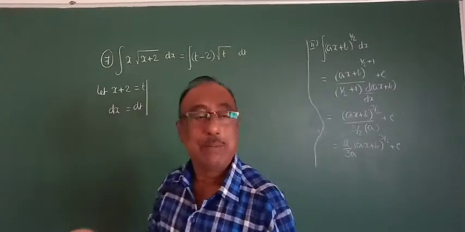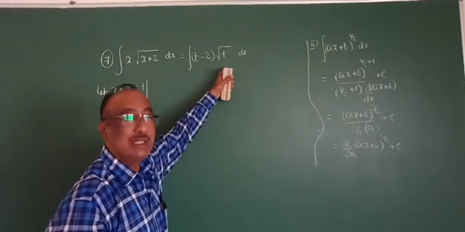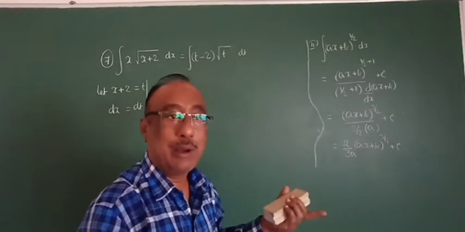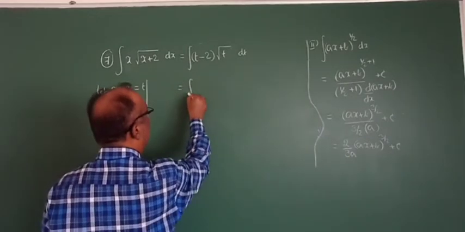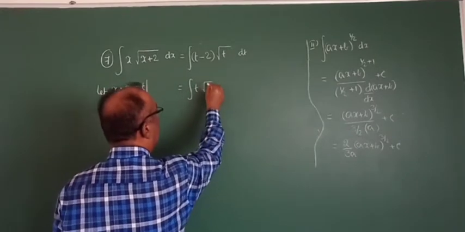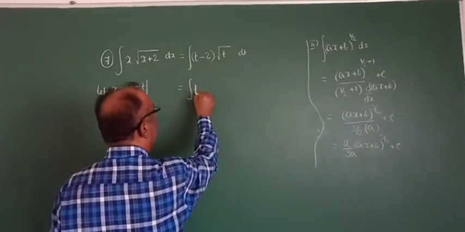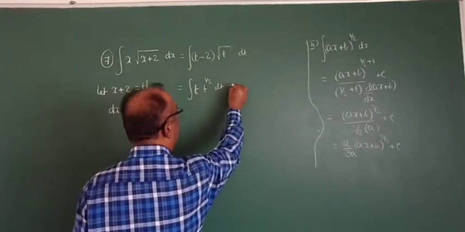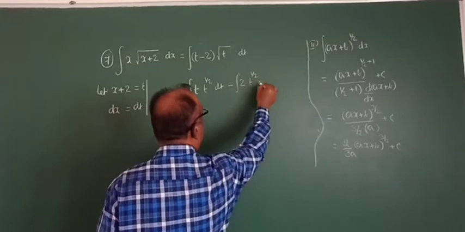Now the multiplication is very simple. The root term is the single term and the term without the root is the bigger term, so we can multiply and separate the two parts. t into root t, and root t I write as t power 1 by 2. So t into t power 1 by 2 dt minus 2 into t power 1 by 2 dt.